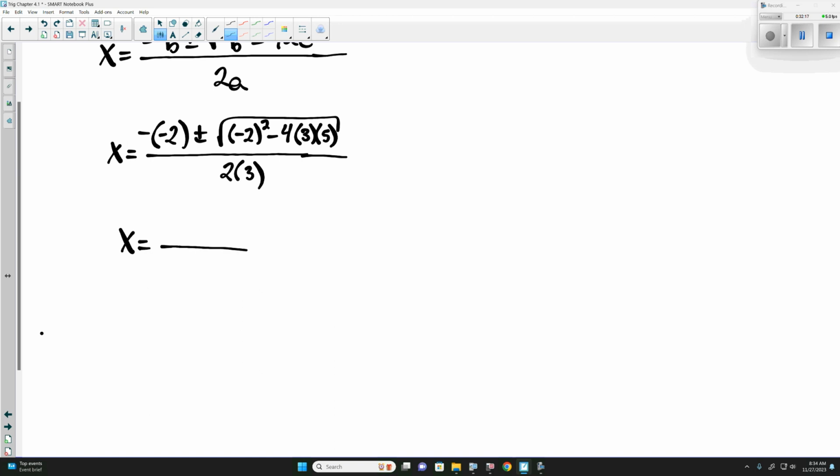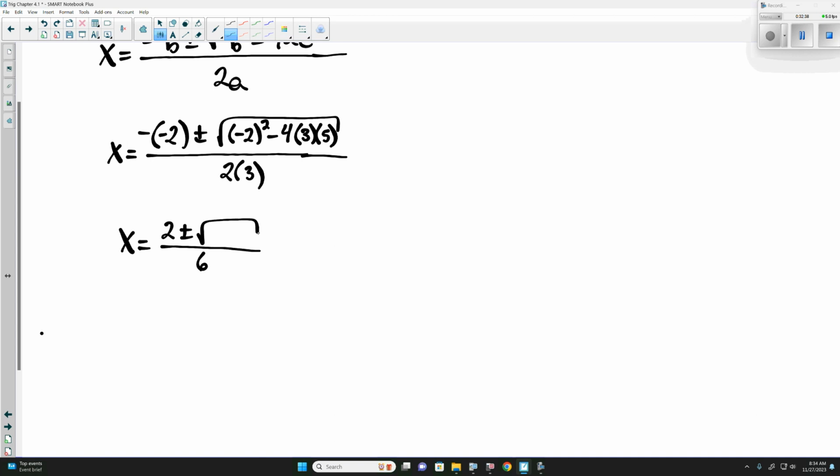Now at this point here, we'll do some simplifying. Our negative 2 is just 2. 2 times 3 is 6. Now normally, some will want to plug the whole thing in, but I do it part by part. I do the negative b, I simplify it first. I do the 2 times a, I simplify it.